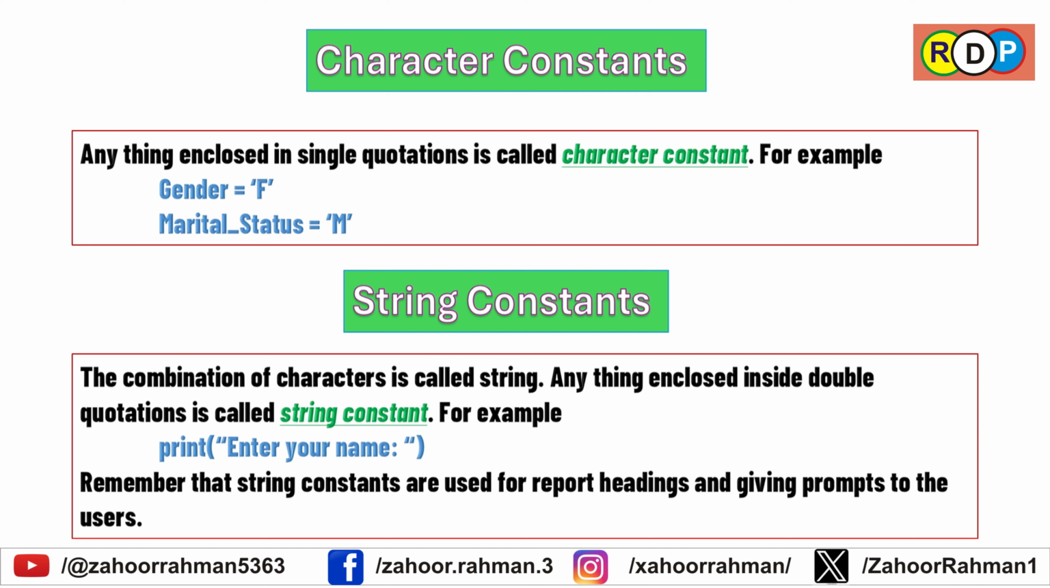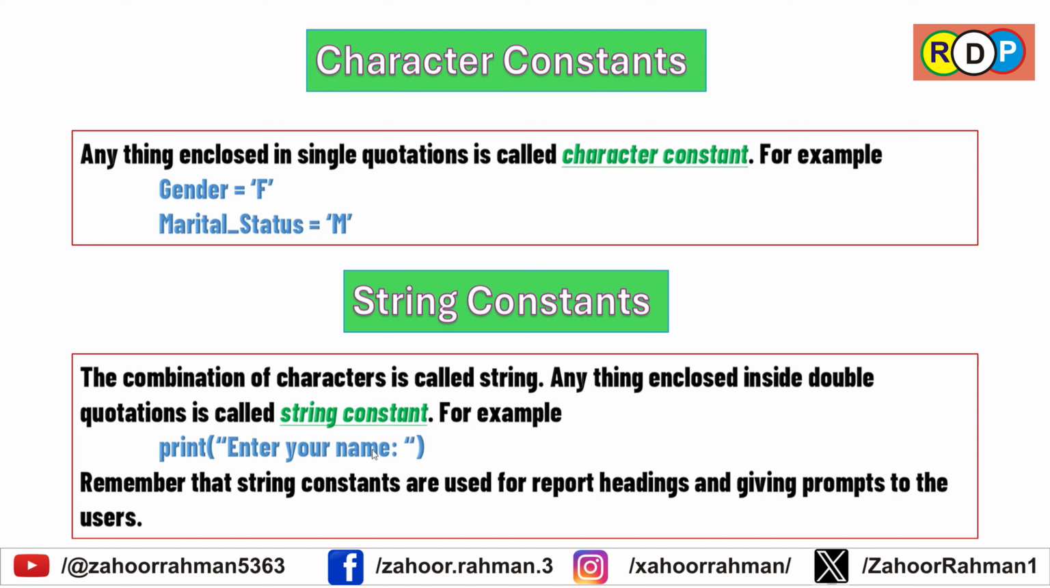Remember that string constants are used if you are generating a report, and for that you are saying report for the month of May 2024, like this. So you have to use string constant. You can give a prompt to the users. For example, in this case, I wrote in double quotation, enter your name. So this is a constant.